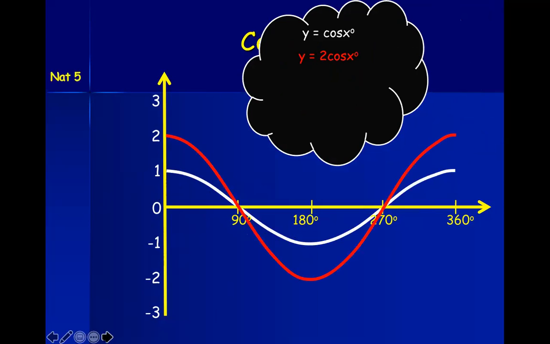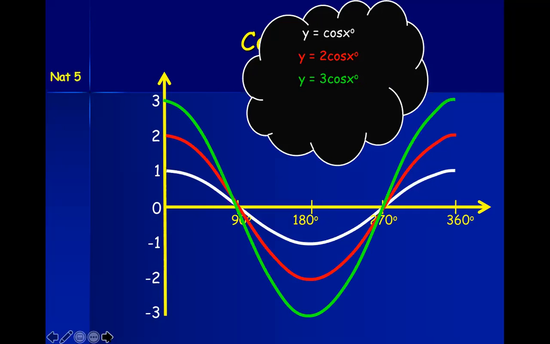So this is 2 cos x. This would be 3 cos x. So you start at 3, and then going up and down. So again, with a positive value of a greater than 1, you stretch your graph, whereas if you get a between 0 and 1, you'll compress it. So it goes to 0.5 cos x.